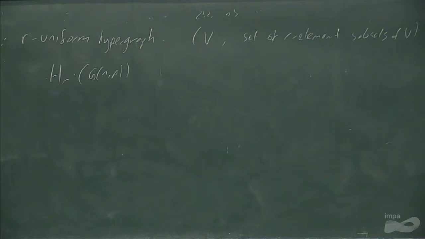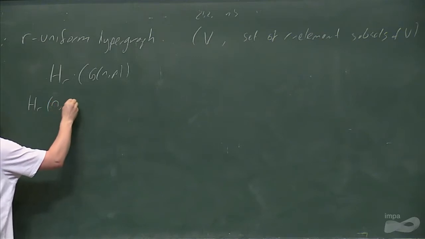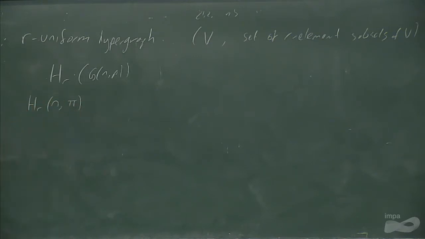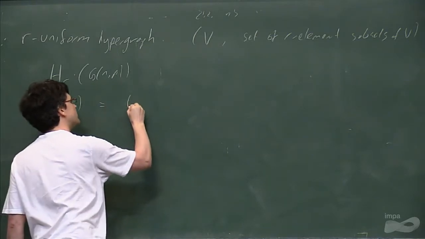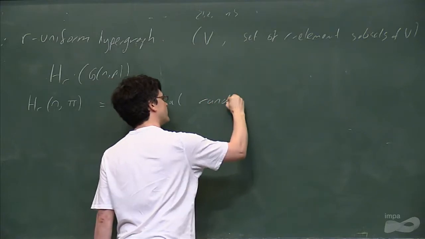But is it the first random hypergraph you would think of? Okay, which is what? It's just the hypergraph equivalent of G(n,p). So let me call that, say, H_r. I want to write a different thing because the p's are going to be different when we start connecting them. So H_r(n,π), that's the binomial random hypergraph, r-uniform hypergraph.